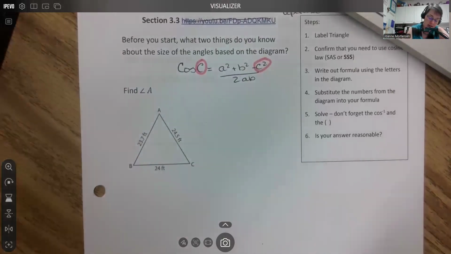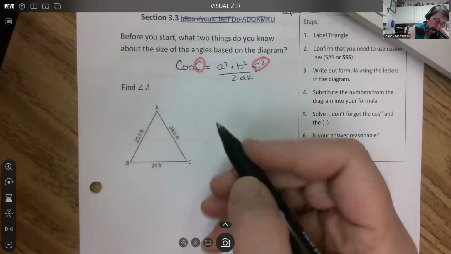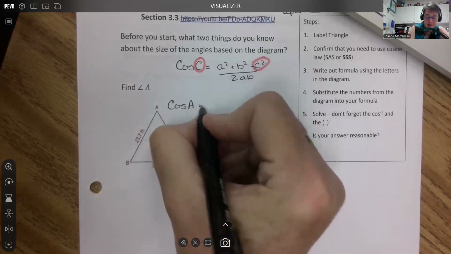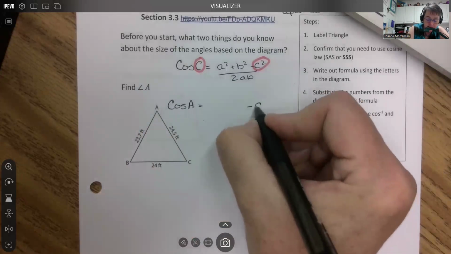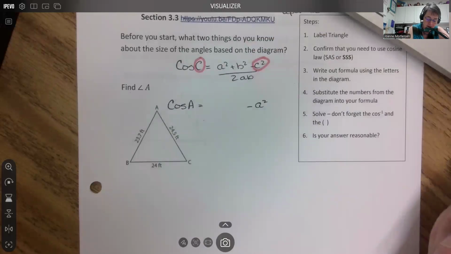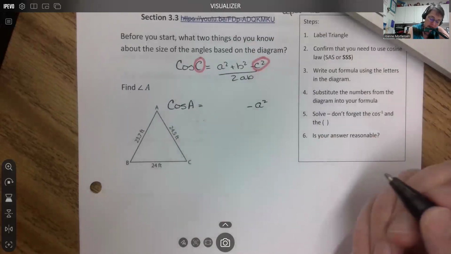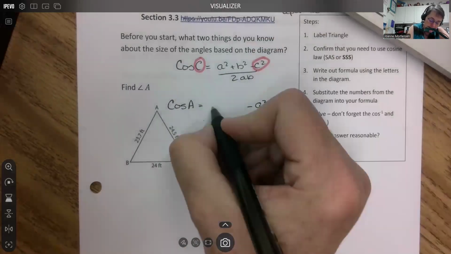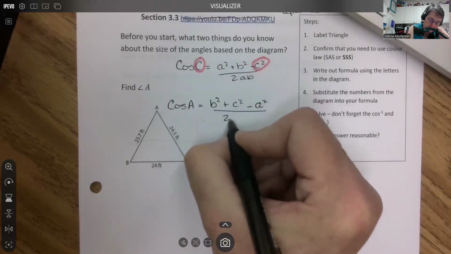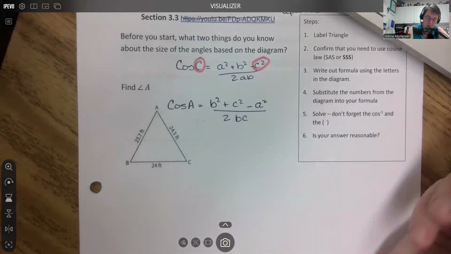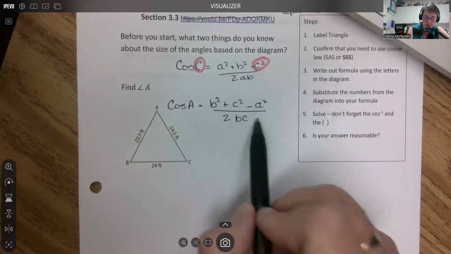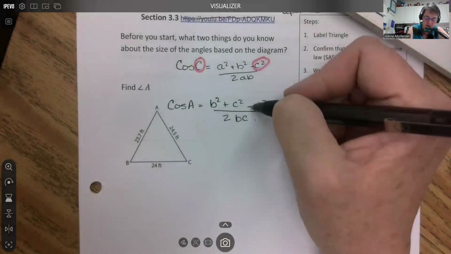So let's do this. We are going to find angle A. So this needs to start with cos A equals, and this is what I do. I put that in right away because I know this is going to match down there. Now my other ones are B's and C's, the other parts. So it's going to be b squared plus c squared minus 2bc. Now I'm going to double check matchy matchy there.